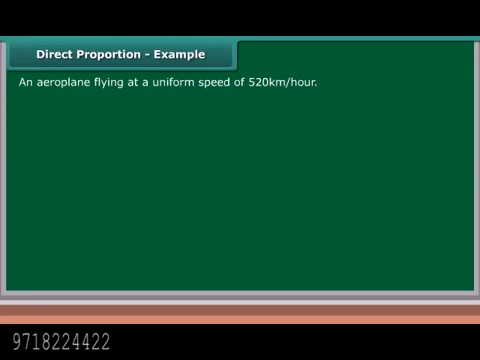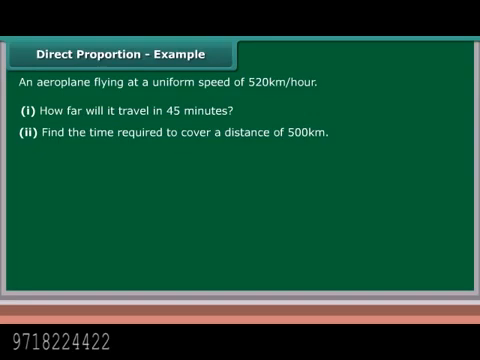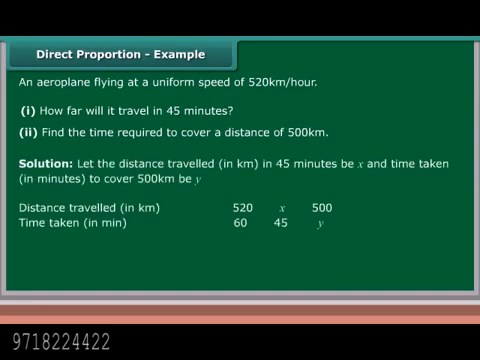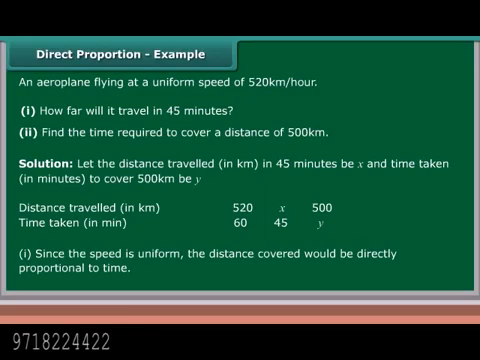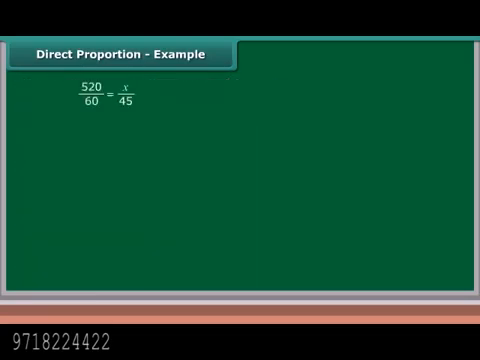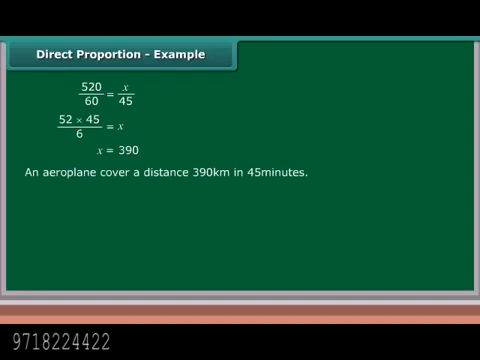Example. An airplane is flying at a uniform speed of 520 km per hour. How far will it travel in 45 minutes? Also find the time required to cover a distance of 500 kilometers. Solution. Let the distance travelled in kilometers in 45 minutes be x and the time taken in minutes to cover 500 kilometers be y. Since the speed is uniform, the distance covered would be directly proportional to time. 520 upon 60 is equal to x upon 45. 52 into 45 upon 6 is equal to x. Therefore, x is equal to 390. The airplane covers a distance of 390 kilometers in 45 minutes.